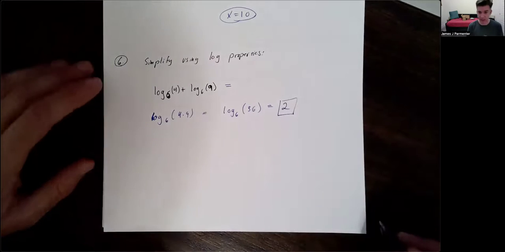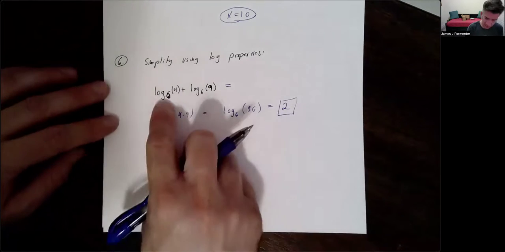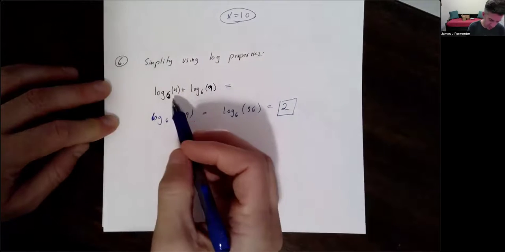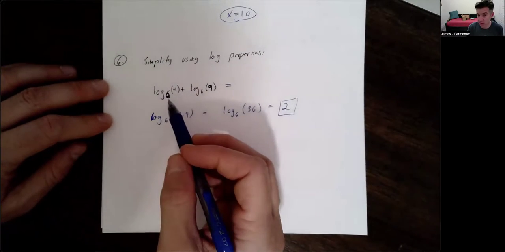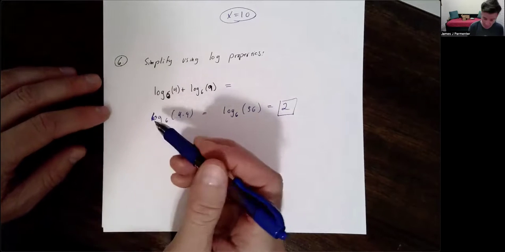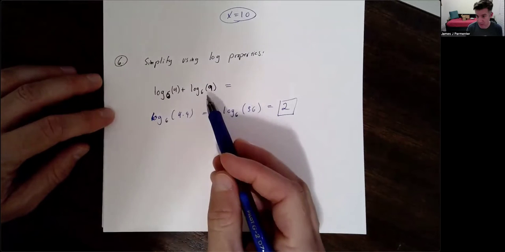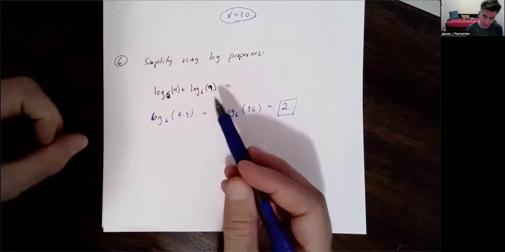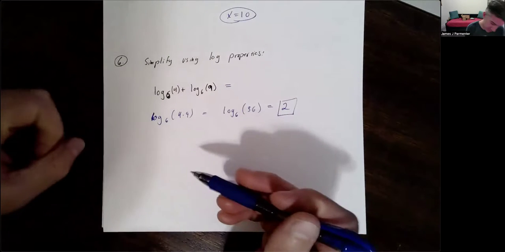What's interesting is if you plug this into a calculator, log base 6 of 4 is not a nice number. It's a decimal less than 1 that doesn't get nice ever. Same deal with log base 6 of 9, right? That's a decimal a little bit bigger than 1 that's never really going to be very nice. But together they perfectly add up to 2, which is kind of neat.